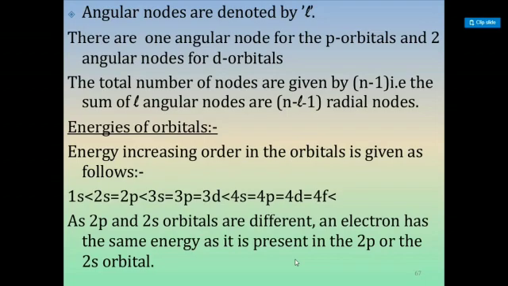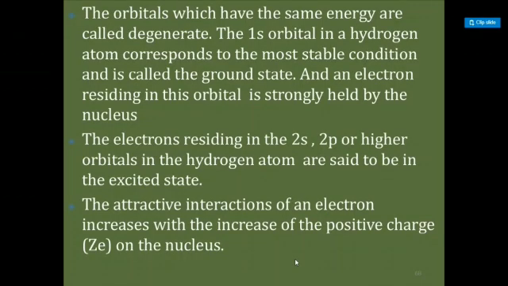In a hydrogen atom, an electron has the same energy whether it is present in the 2p or the 2s orbital. The orbitals which have the same energy are called degenerate. The 1s orbital in a hydrogen atom corresponds to the most stable condition and is called the ground state, and an electron residing in this orbital is strongly held by the nucleus. The electrons residing in the 2s, 2p or higher orbitals in the hydrogen atom are said to be in the excited state.